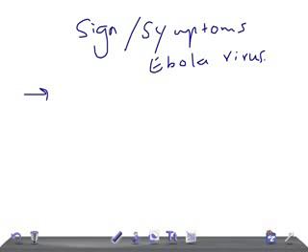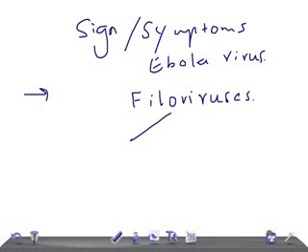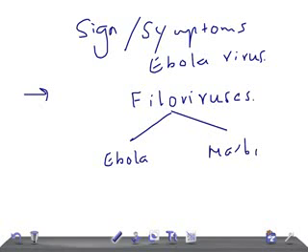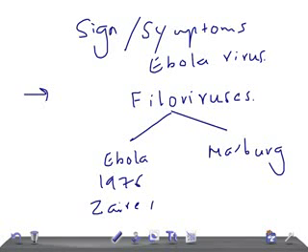Let me tell you briefly about the virus. This Ebola virus comes from a family known as filoviruses. In the filoviruses, we have two viruses, the Ebola and Marburg virus. This Ebola virus, in 1976, there were two major outbreaks of hemorrhagic fever in the places known as Zaire and Sudan.